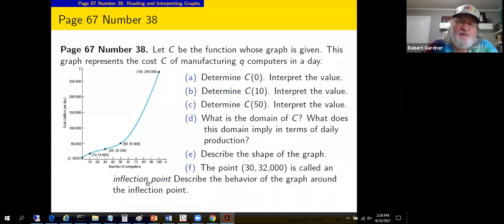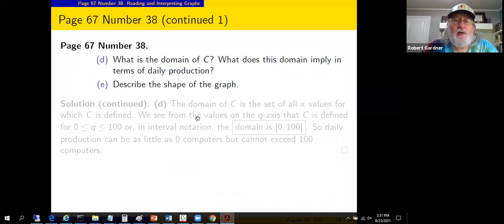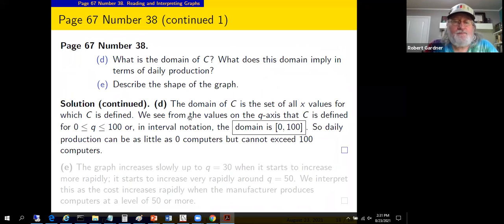They called it a point of inflection, this point 30,000, 32,000. Things change there. You make more and they cost more per unit to make after this point. That is, when you make more than 30 of them. So let's try to verbalize that. That's what they wanted: describe the shape of the graph.